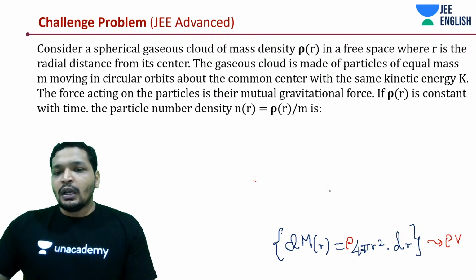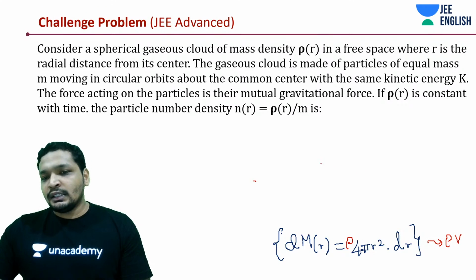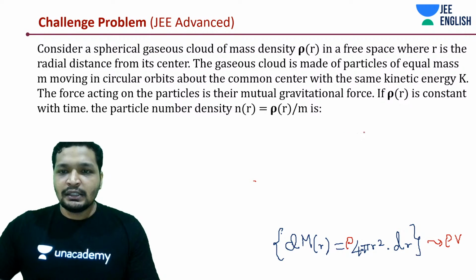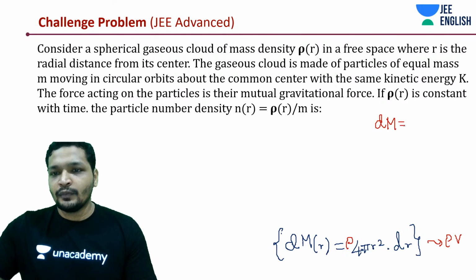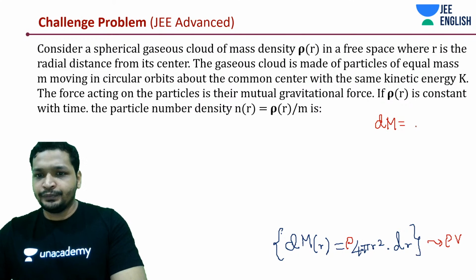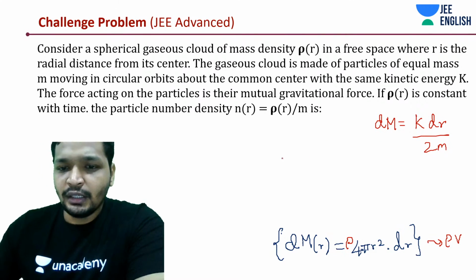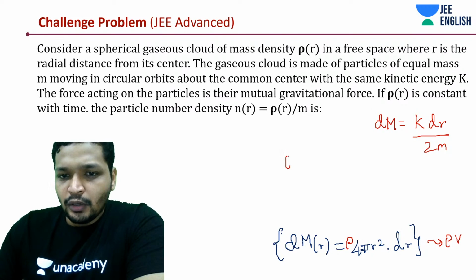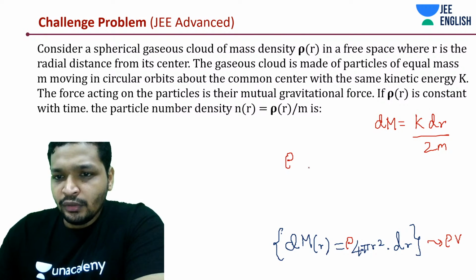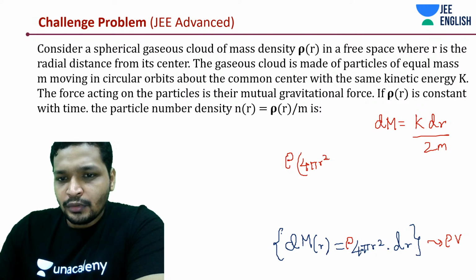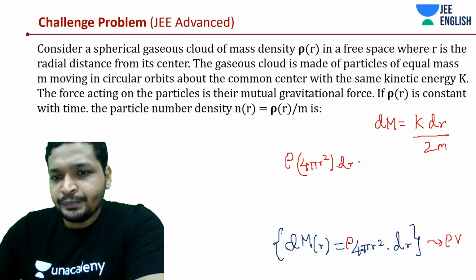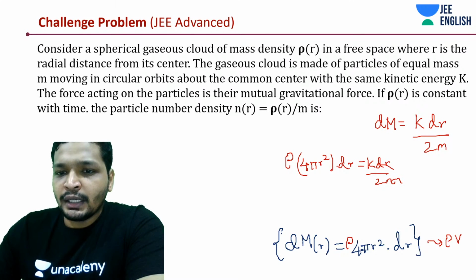Okay. And now the thing is this. We had something like this, if you remember: dm is equal to k into dr by 2m. Okay, I'm just going to equate it, and from this I'm going to write down rho into 4 pi r square into dr is equal to k into dr by 2m. You don't need to integrate it, guys.